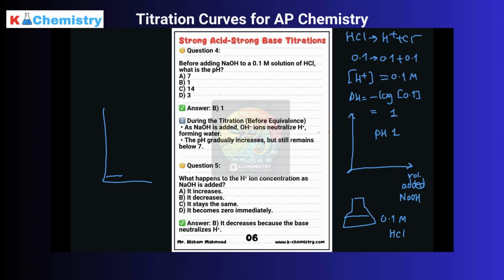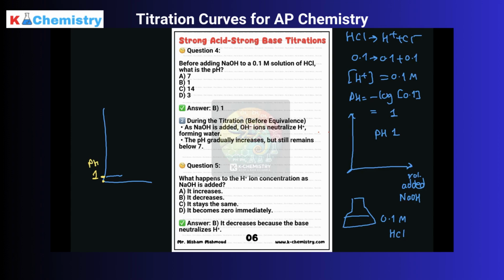During the titration before equivalence, as NaOH is added, still here I did not add NaOH at the beginning. It is 0.1, so the pH is equal to 1. So let's have a look and try to draw it here. The pH is equal to 1 here, so we start the curve from this point, not from pH equal to 0, but from pH equal to 1.